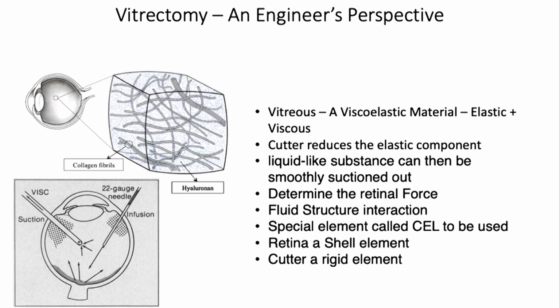We call viscoelasticity solid-like and fluid-like. When the collagens, collagen fibers and other macromolecules are intertwined, then it is more solid-like viscoelasticity. When the cutter actually starts cutting, then it becomes fluid-like. So there is a region of fluid surrounding where you have cut. Surrounding it is a region of solid viscoelastic material, and that is attached to the retina.